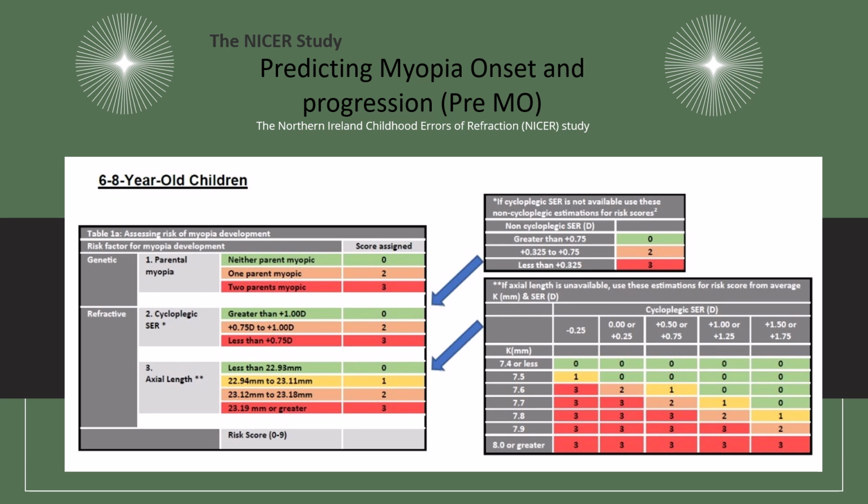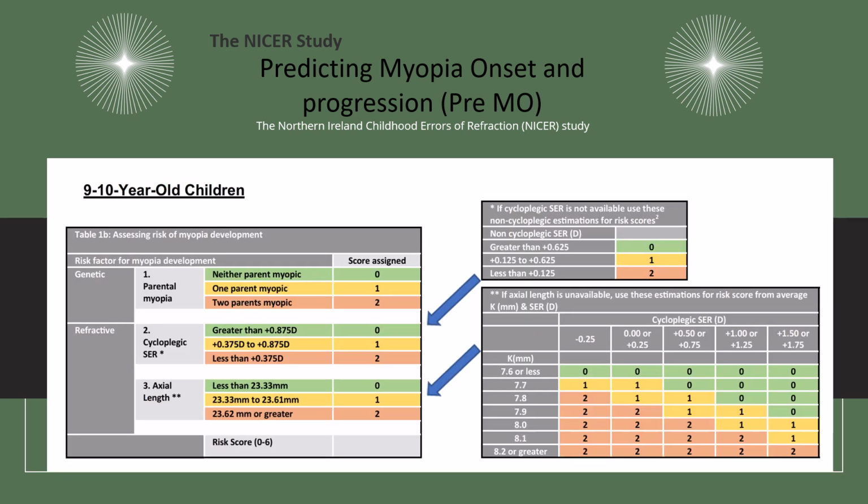If cycloplegic refraction is not available, then non-cycloplegic estimations for the scoring factors are used, but we mostly would be dealing with these patients. Then you have to see the K reading too, because we saw axial length upon corneal radius ratio. If K reading is available and axial length is unavailable, you can go to the K reading, or you can take K reading also as an independent risk factor.